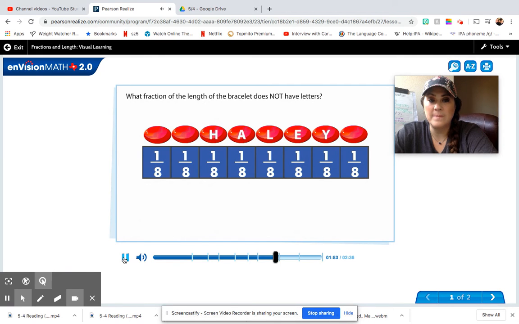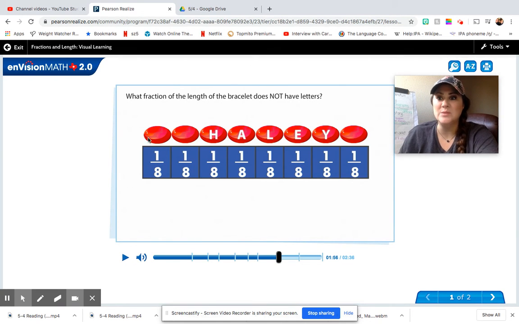What fraction of the length of the bracelet does not have letters? Okay, so let's count the beads with no letters. We've got 1, 2, and then 3. So 3 is my numerator. 8 is going to stay as my denominator. So what fraction of the length of the bracelet does not have letters? Go ahead and say it out loud, and then let's check and see if you are correct.